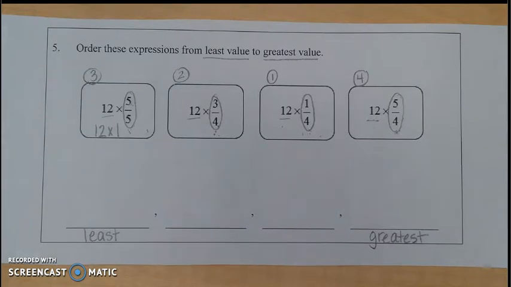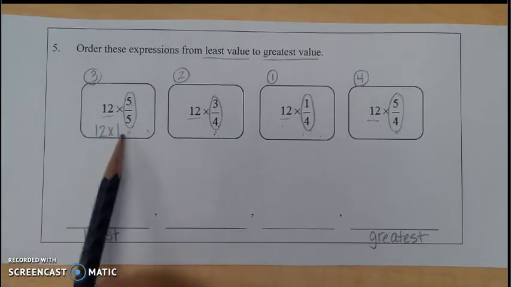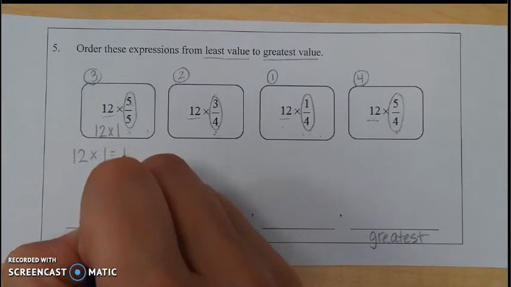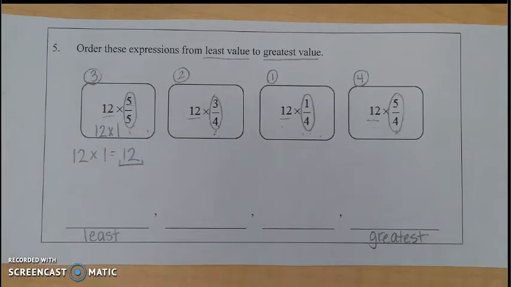Let me show you how you can multiply the whole number and the fractions, which we've been working on in class, to prove that this is the order of least to greatest value. I'll start with 12 times 5/5. You can think of that as 12 times 1, and 12 times 1 is equal to 12.